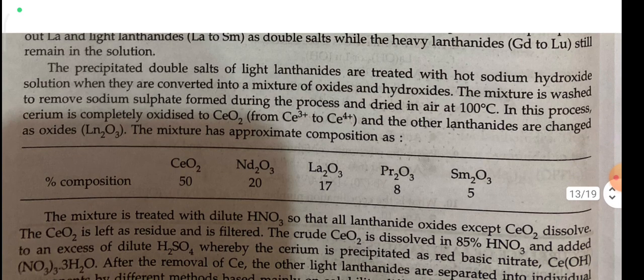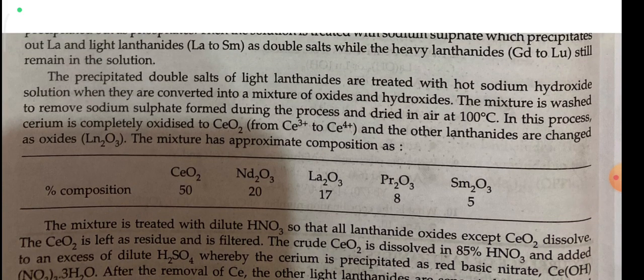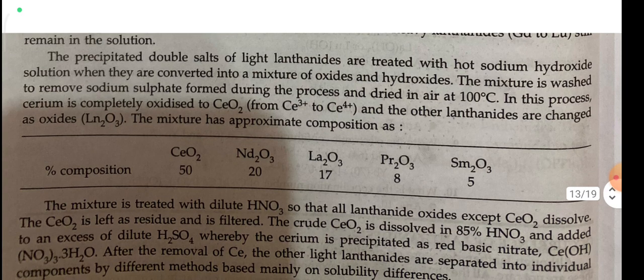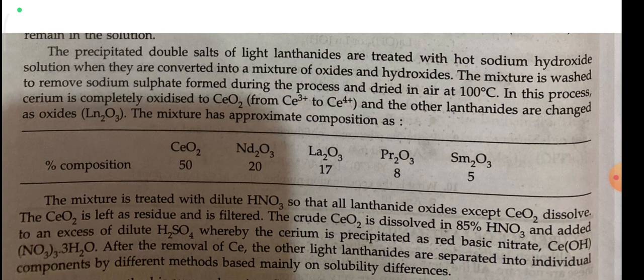The precipitated double salts of the light lanthanides are treated with hot sodium hydroxide solution, when they are converted into a mixture of oxides and hydroxides. The mixture is washed to remove the sodium sulfate formed during the process and dried in air at 100 degrees Celsius. In this process, cerium is completely oxidized to CeO2. Cerium 3+, cerium 4+, and the other lanthanides are obtained as oxides Ln2O3.